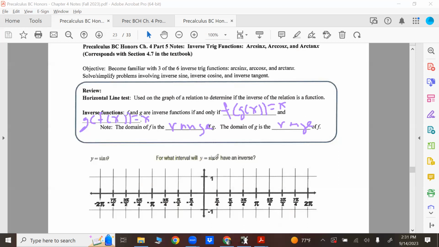So let's graph sine first. Sine looks like this, right? Starts at the origin, hits peak at pi over 2, hits the middle at pi, hits the low point at 3 pi over 2, back to the x-axis here. Right? And we'll do the other side as well. Okay. Now, this does not pass the horizontal line test. So you want to force the issue. You really want this to pass. So for what interval will we have an inverse?